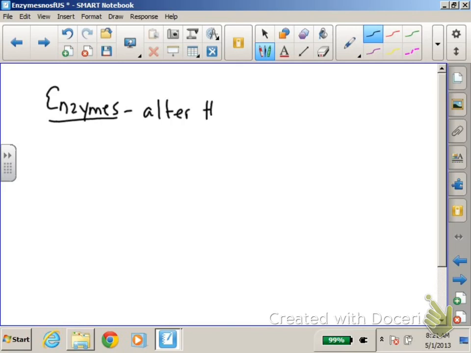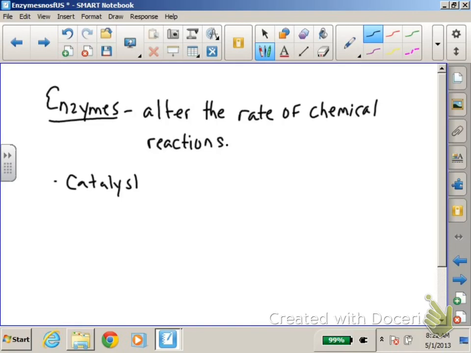Enzymes alter the rate of chemical reactions. Specifically, enzymes are what we call catalysts. And a catalyst is something that speeds up a chemical reaction. Reactions in our body like getting rid of our carbon dioxide, bringing in our oxygen, digesting our food, breaking down starches, things like that, they all have a certain rate at which they may occur. Enzymes are what help those reactions occur at the correct rate.